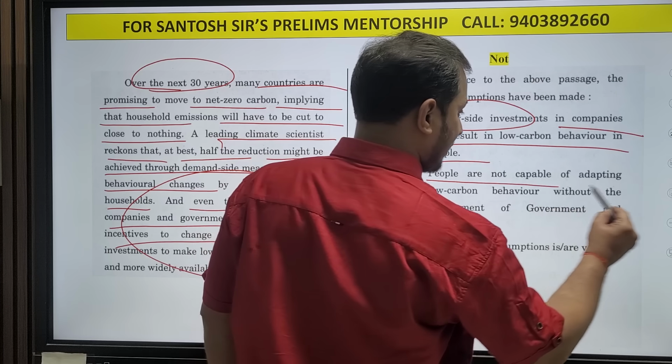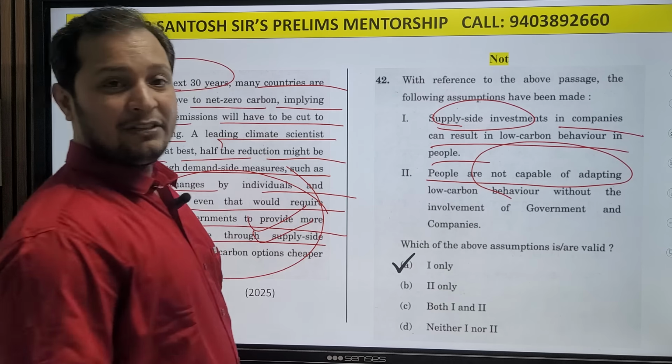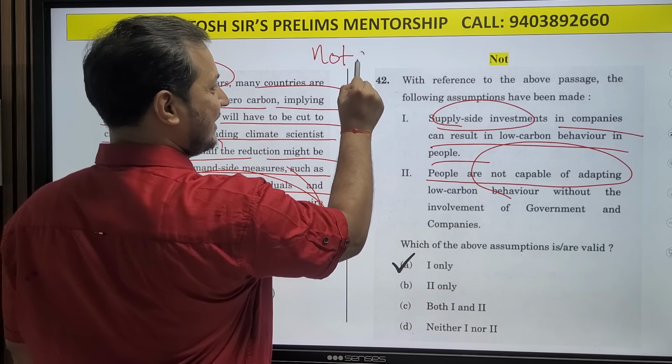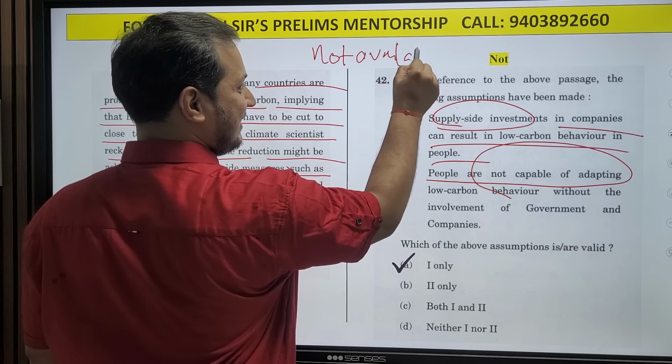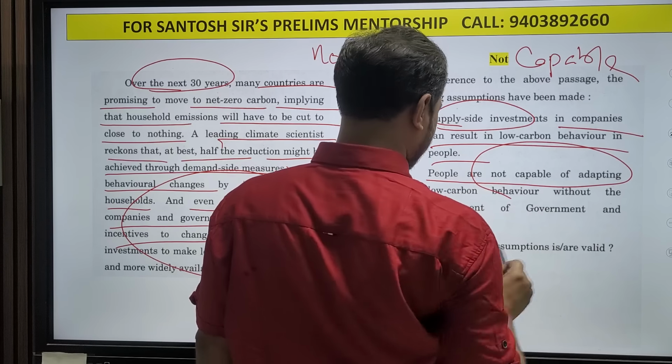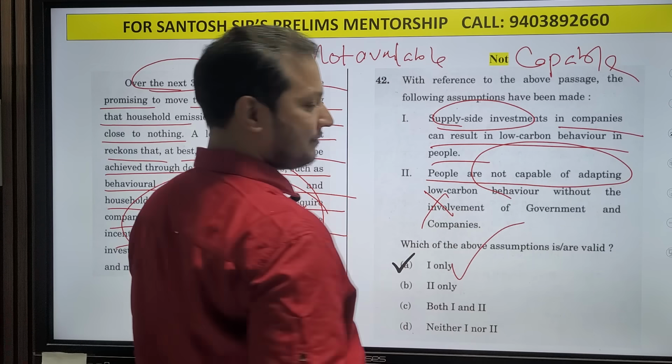Next, people are not capable of adapting. Again, you see, not capable, like not available in the first passage. Here, not capable. Can you see the pattern, guys?